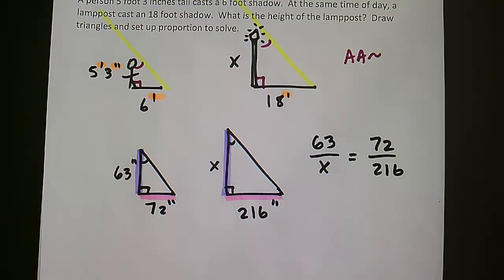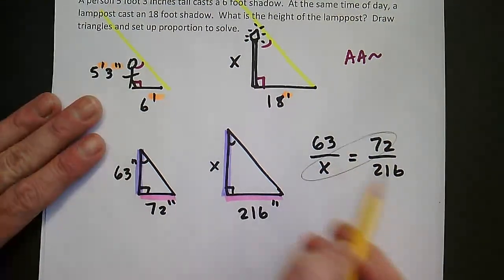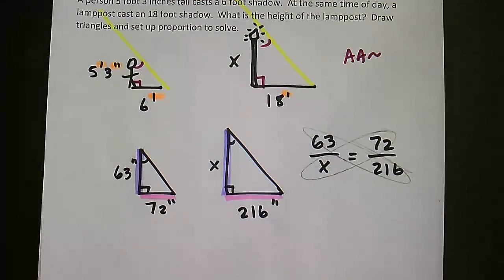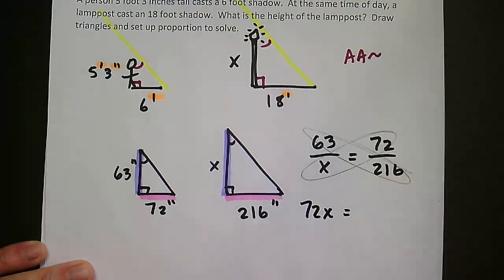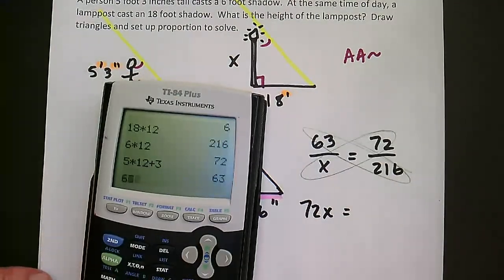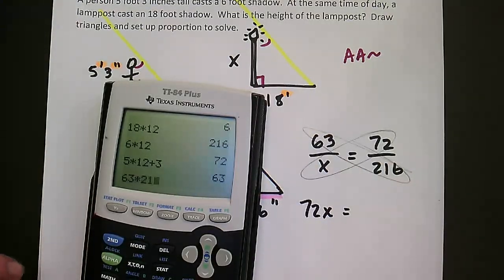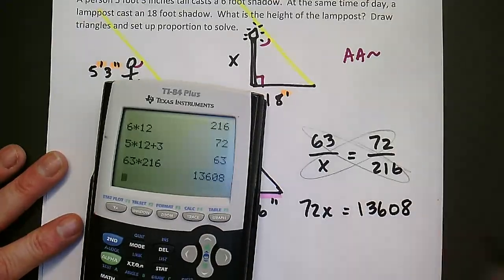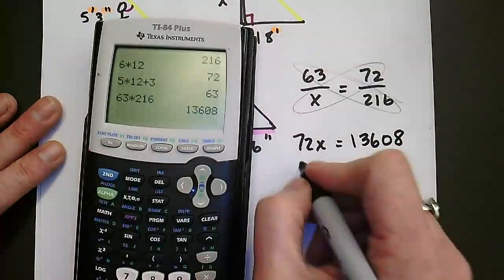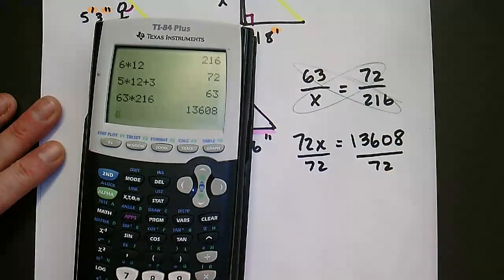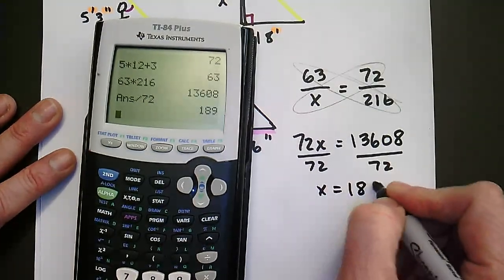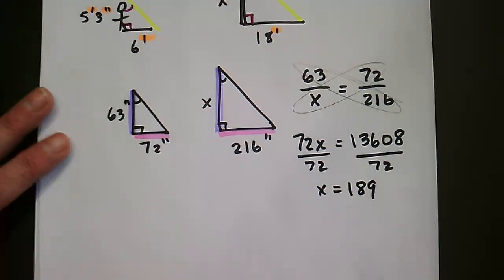Now I'm going to solve with cross products. The numbers are going to get fairly large, but that's okay. I'm going to have a calculator do the heavy lifting for me. X times 72, that's my first cross. That'll become 72x. I'm going to set that equal to the second one, which is 63 times 216. Oh yeah, that is a very large number, 13,608. My next step in the math is to divide both sides by 72. So I can just take my previous answer divided by 72. It goes in there evenly, 189. So that is the height of the lamppost.